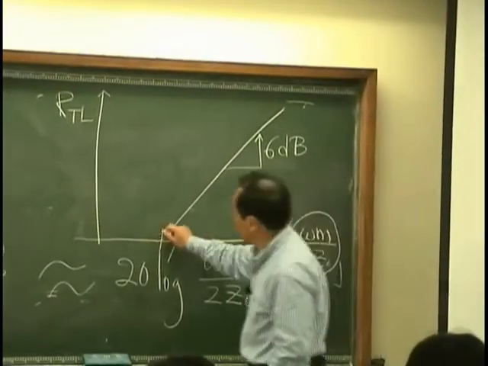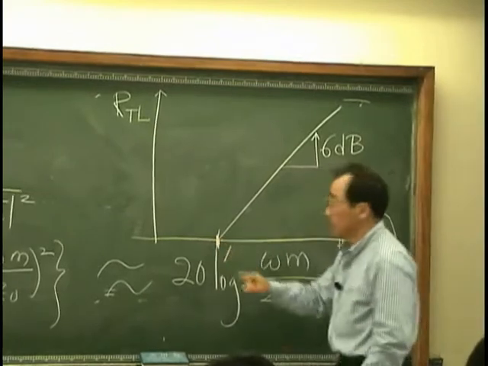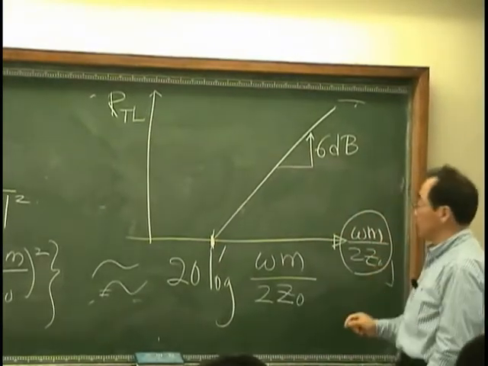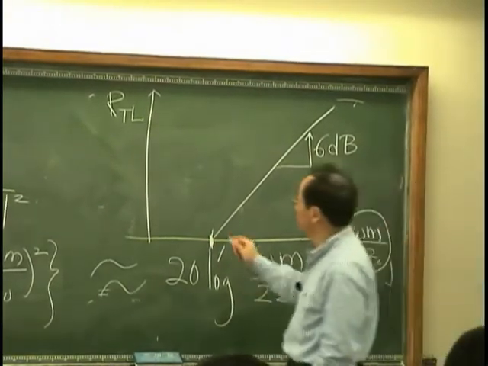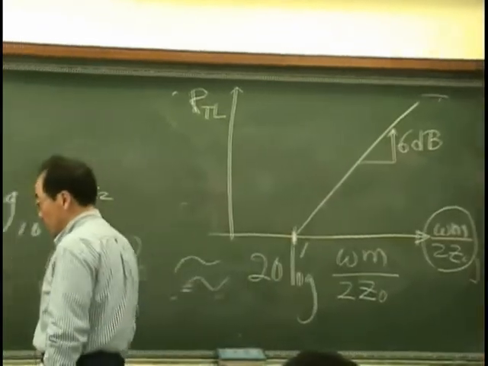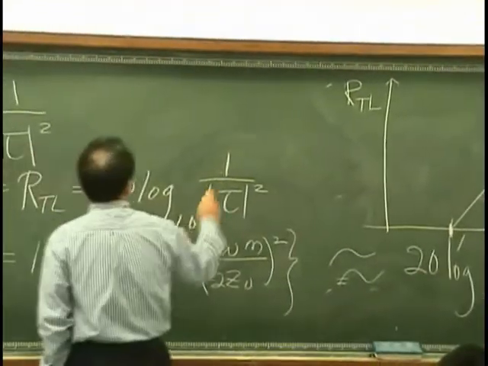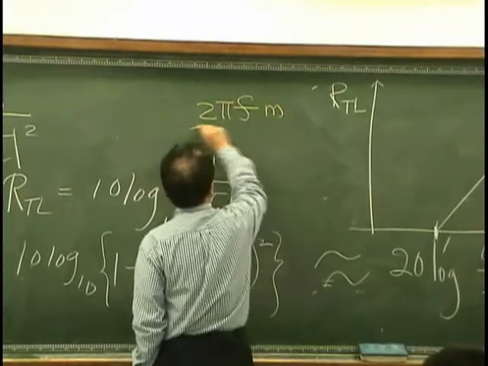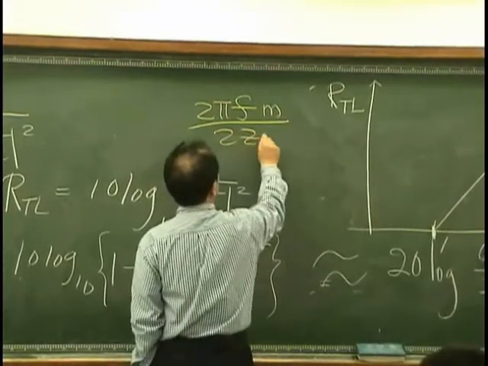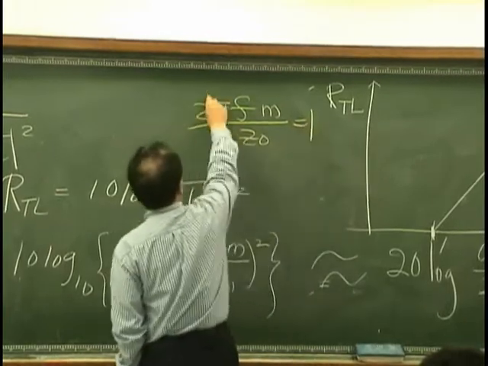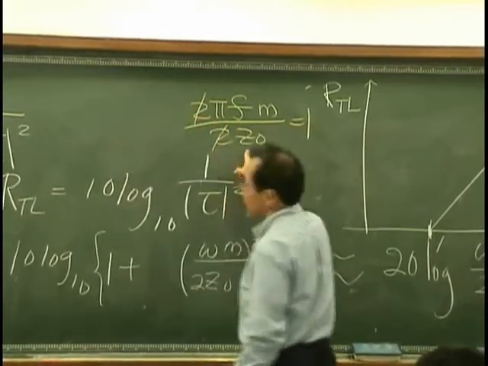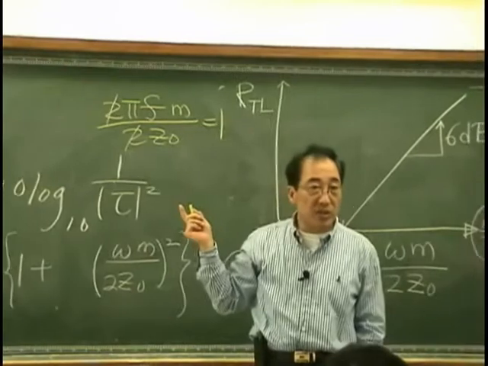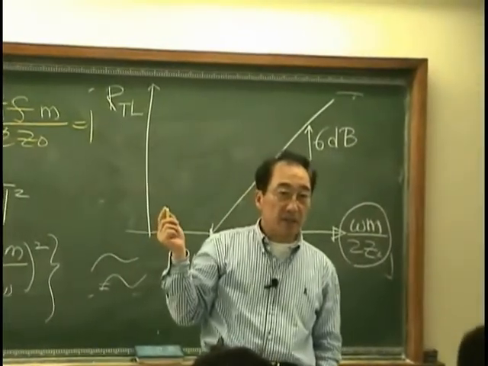Now, an important point is this. When omega m over 2 z0 is 1, omega is 2 pi f, and m over 2 z0 is 1. This goes away. And z0 is the characteristic impedance of air.